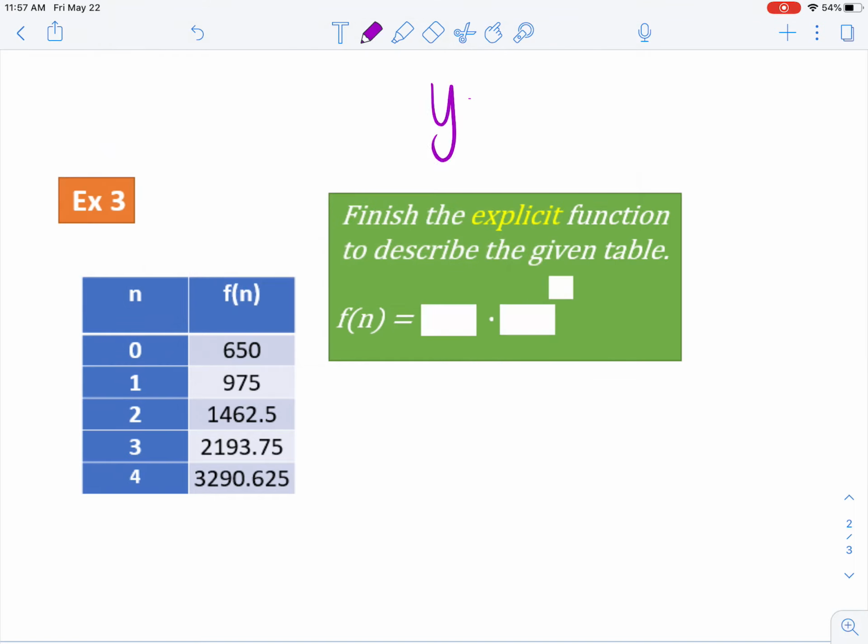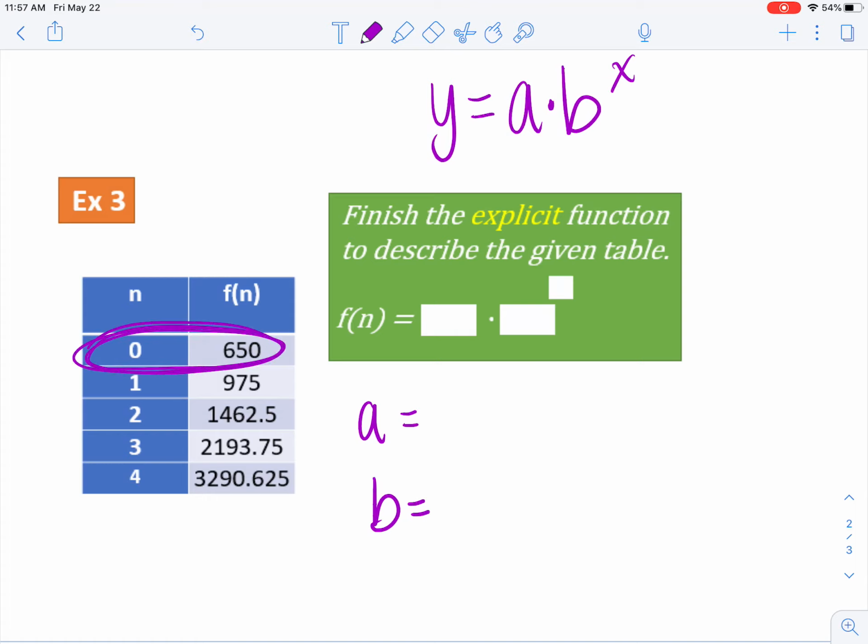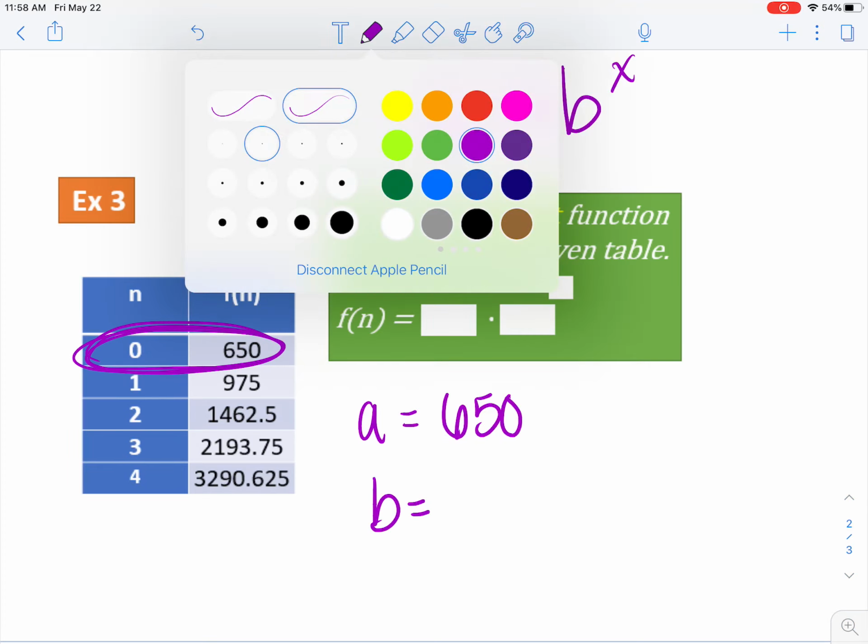Again, I'm going to write this down here: a times b to the x, and we have to fill in everything. First, let's look for the y-intercept. Our y-intercept is when x is equal to 0. So our y-intercept is 650. And you might be thinking to yourself, man, I don't know what I'm multiplying 650 by to get 975.